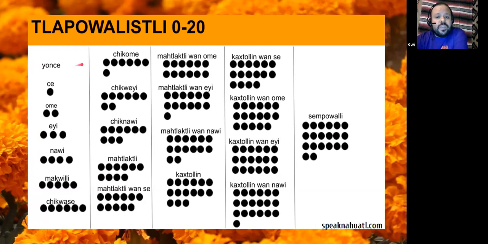So we were doing numbers, can I? So in the codices, numbers in Nahuatl are written with dots or with circles. So here, remember, we were doing some numbers already. So we have yonse, se, right, represented by one circle. Ome, represented by two circles. Eyi, three circles. Nawi, right, four circles. Makwili, five circles, and so on.